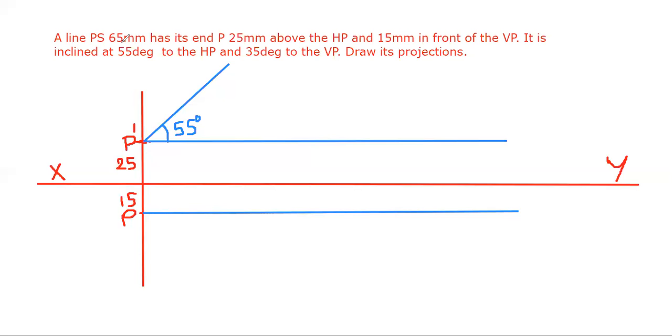When and only when the length of the line is indicated in this way, the length of the line PS, AB, whatever it may be, is so and so millimeter, that is the true length. In this way, you have to identify which type of length it is. So when it is given, this is the true length of line PS, 65 millimeter, measure 65 millimeter.